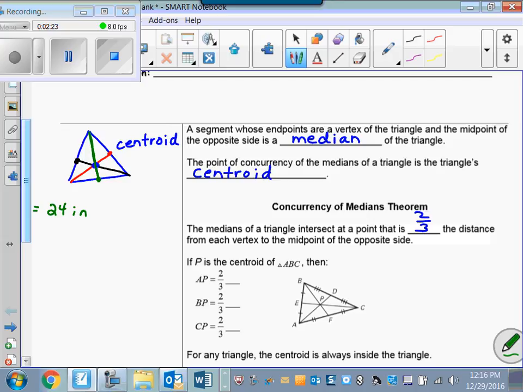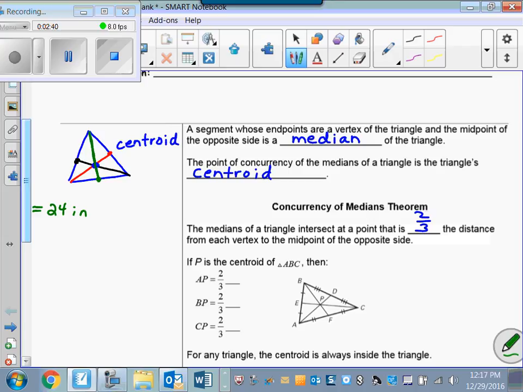They won't all be the same. They would be in what kind of triangle? An equilateral triangle, right? But assuming this isn't an equilateral triangle, then all the medians will be different lengths. I'm just saying, given this one is 24 inches.